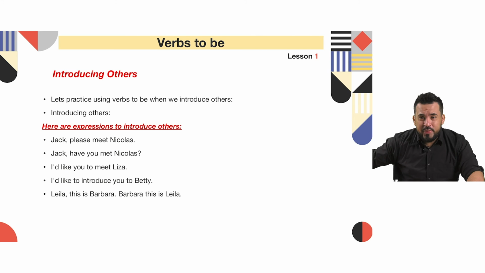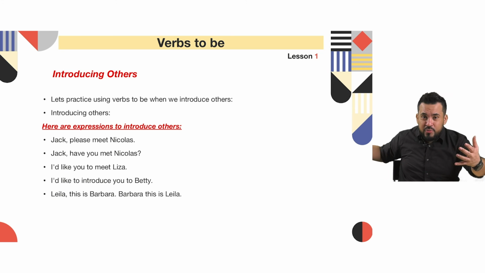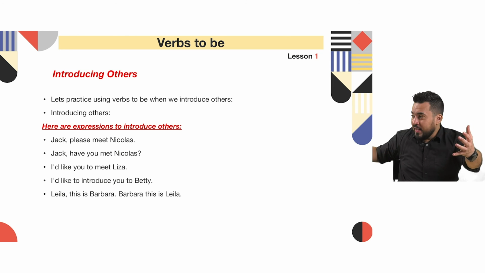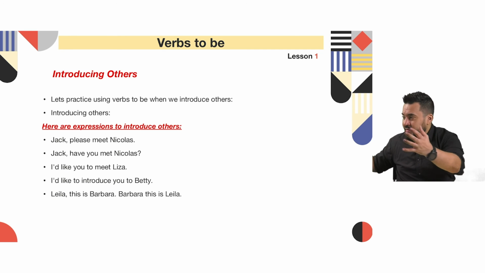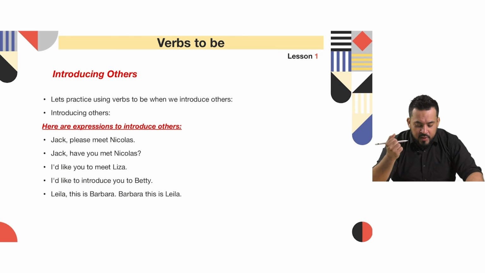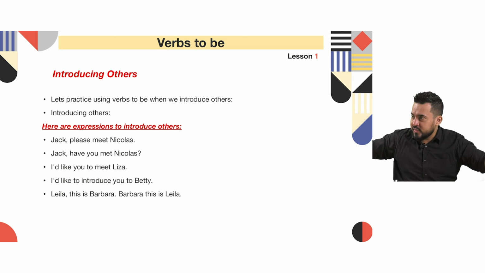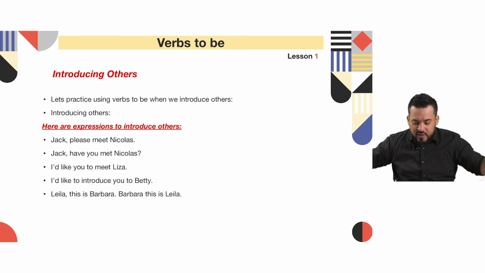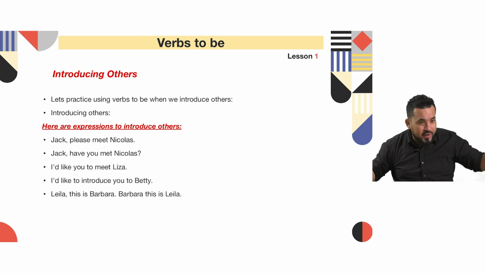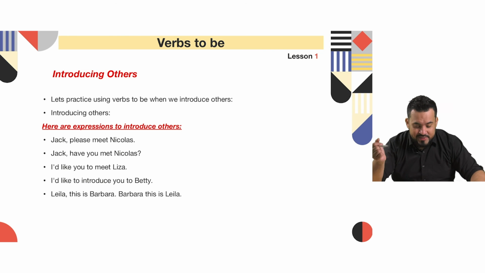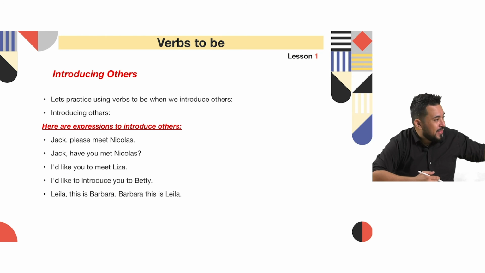Now, how do you introduce other people? If you're meeting a friend and you have another person that your friend doesn't know, and the other person doesn't know your friend, and you want them to get acquainted. What does that mean? It means know each other. So you say, for example, Jack, please meet Nicholas. Or you can say, Jack, have you met Nicholas? Or you can say, I'd like you to meet Lisa.